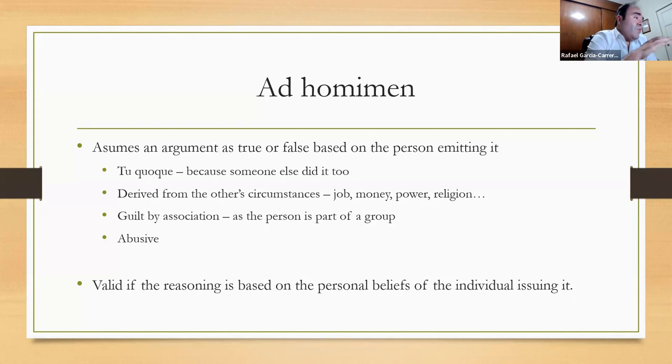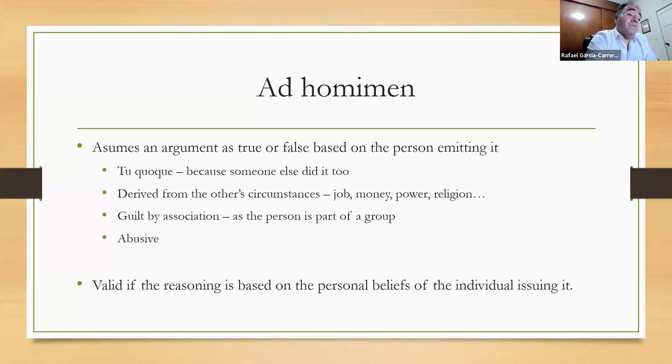Also, we're going to have this kind of abusive ad hominem argument. You're not expected to use any of these arguments, and the abusive one is just insulting the other party in order to make your argument prevail. That is not going to work, and that is not going to fly. We do have to understand that an ad hominem argument is not a fallacy and can be considered true if the reasoning is based on the personal beliefs of the individual issuing the argument.